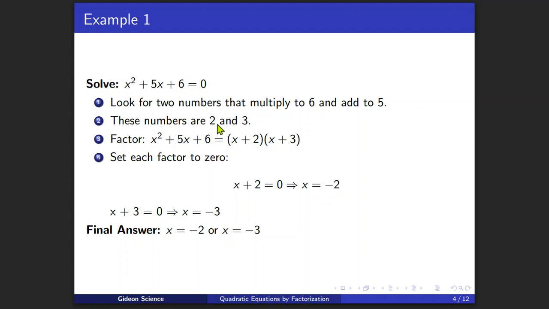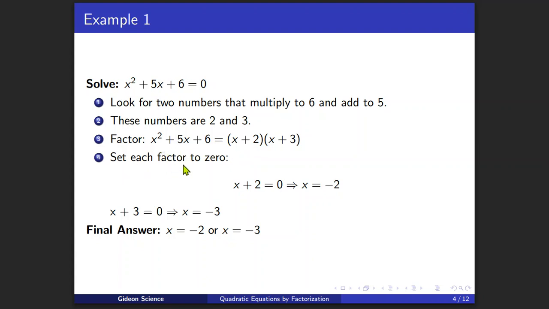So going with this, we'll rewrite this equation to include these two numbers, 2 and 3. The factorization is x squared plus 5x plus 6 equals (x plus 2)(x plus 3). If you expand this expression, it will lead you to the expression on the left-hand side.